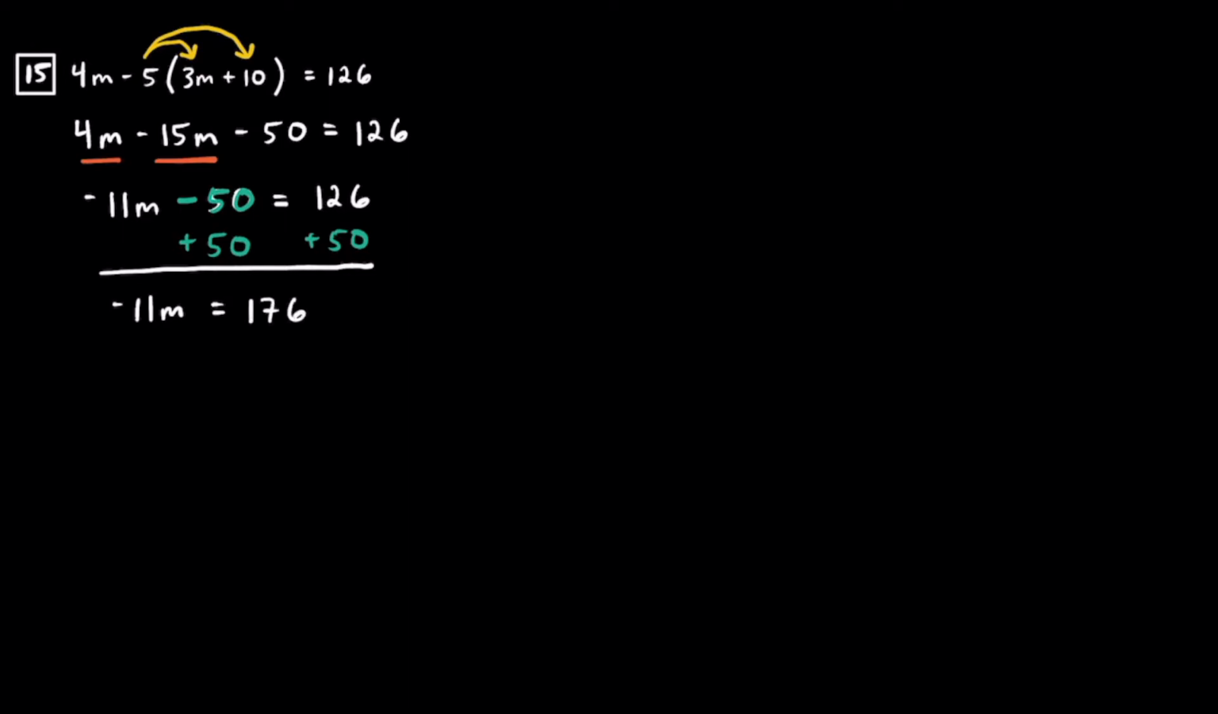positive 176. So we have a one-step equation now, and we want to get this m alone, so this negative 11 that's multiplying by it, let's divide by negative 11 using the division property of equality. And so we'll have positive 1m, or just m, is equal to 176 divided by negative 11. I think that should be negative 16. There's our solution.